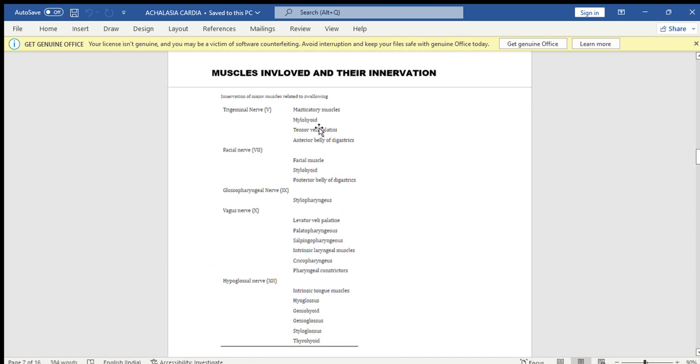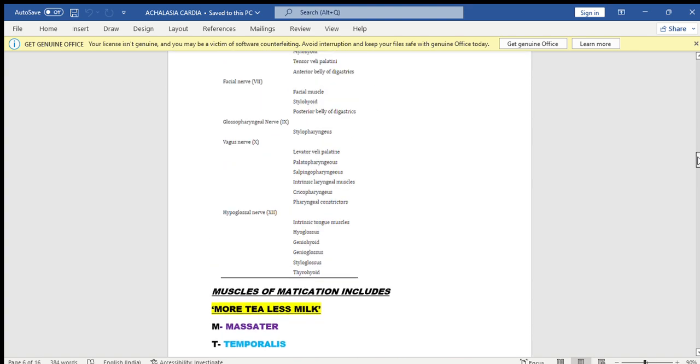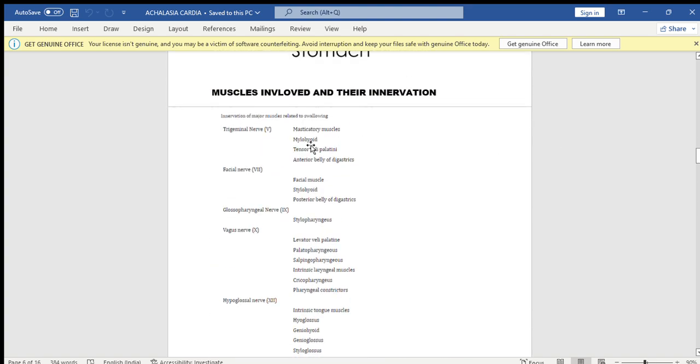So the fifth nerve, or the trigeminal nerve, supplies the muscles of mastication. It also supplies the mylohyoid, the tensor veli palatini, and the anterior belly of digastric. Now if you need another mnemonic for that, it is called MMTA. M stands for masticatory muscles. The masticatory muscles, you have the masseter, you have temporalis, lateral pterygoid, and medial pterygoid muscles. Apart from that, you have mylohyoid, the other M, T for tensor veli palatini, A for anterior belly of digastric.